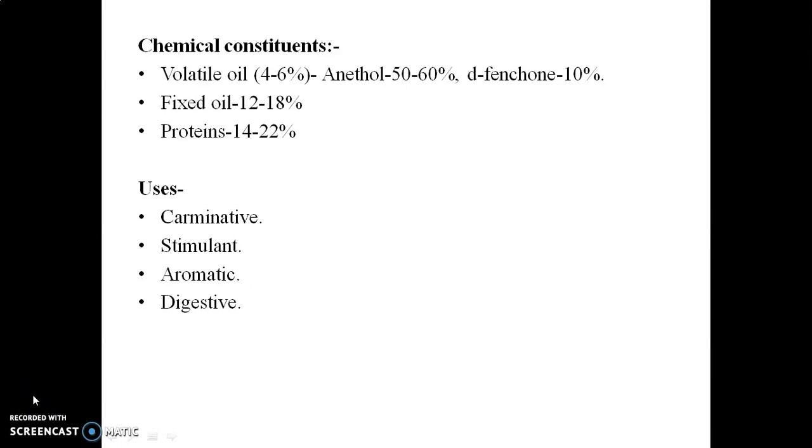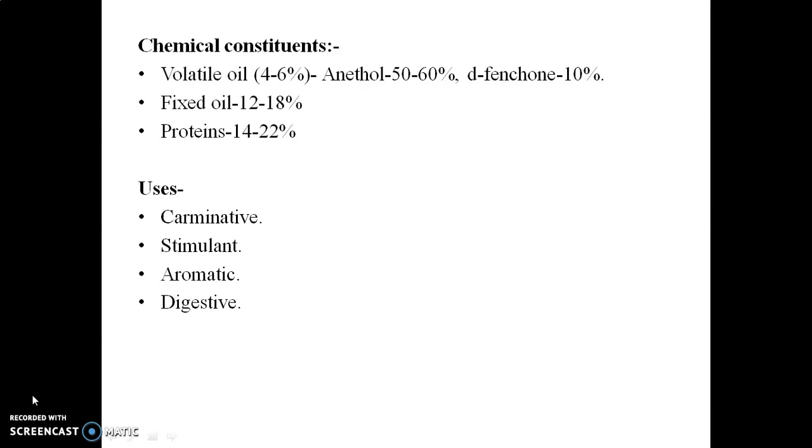Now regarding the chemical constituents and uses of this fennel fruit. The fennel fruit contains a major amount of volatile oil, about 4 to 6%, of which the constituents anethole and fenchone are present, where anethole is 50 to 60% and fenchone is 10%. It also contains fixed oil at a concentration of 12 to 18%, while proteins are present at 14 to 22%.